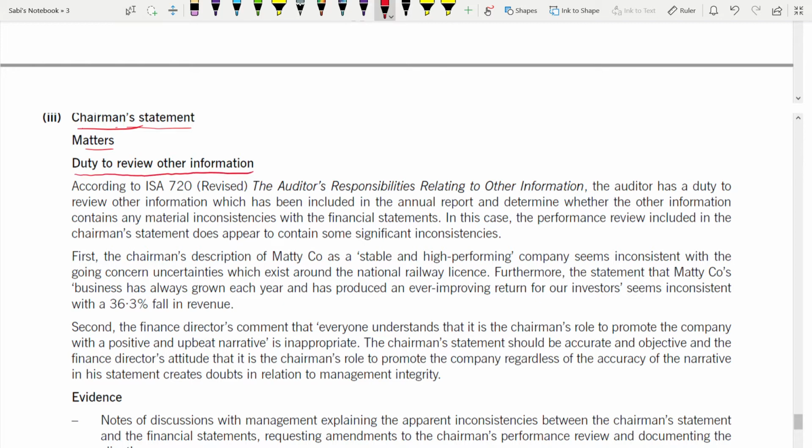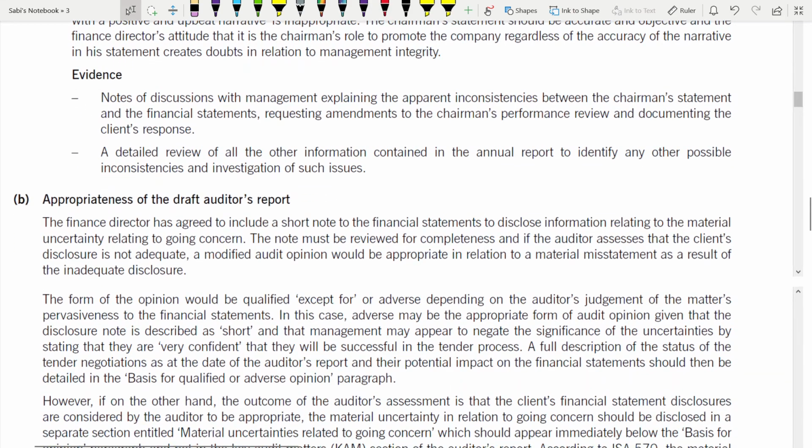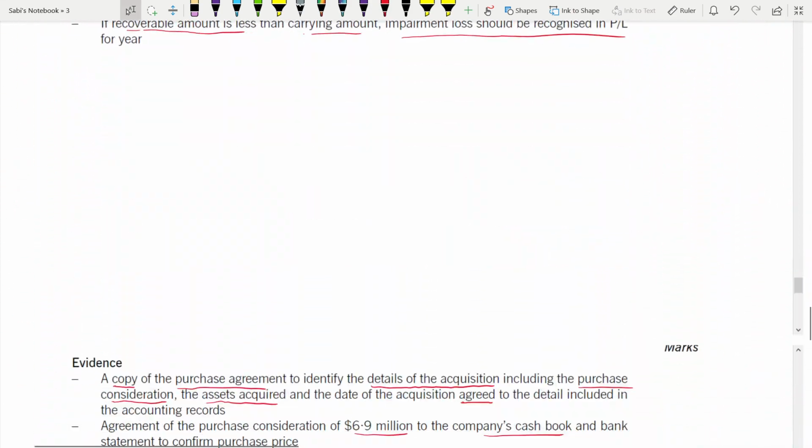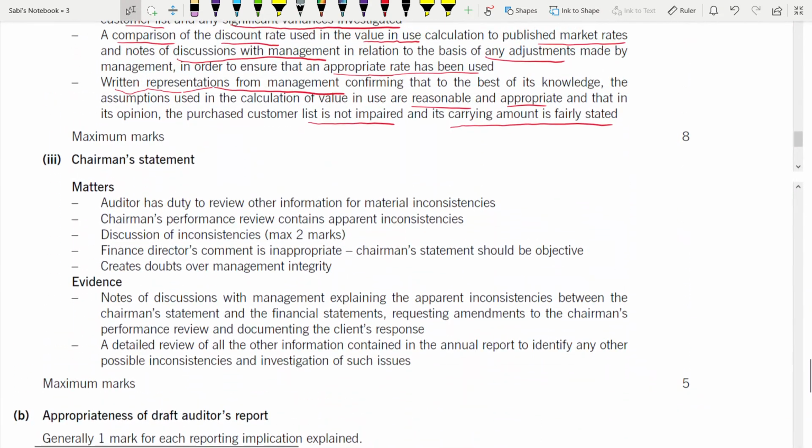We'll go to the marking scheme first. What are the matters? The auditor has a duty to review other information for material inconsistencies. Not only the chairman's statement; it is their duty to review the other information as well, apart from the chairman's statement. You just should not rely completely on the chairman's statement. Second, the chairman's performance review contains apparent inconsistencies. They said that they have been performing well and profit is growing, but it's actually not happening if you see the revenue and profit, so there's an inconsistency.